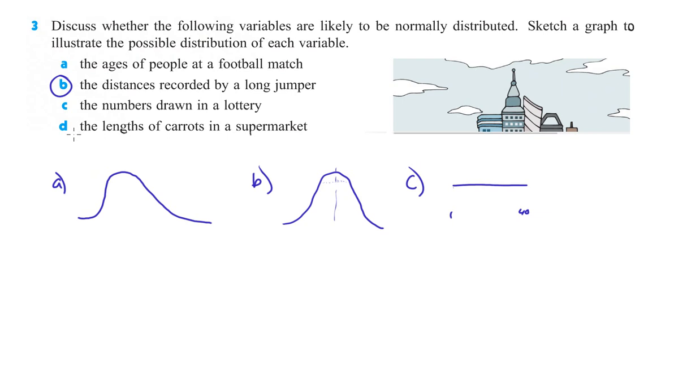And then the lengths of carrots in a supermarket, I would imagine that would probably be a little bit more like this one here. Oops, that would be D. There we go. So that should be more of a normal distribution, right? In fact, that would probably be a little bit more drawn out and a little bit more flat, because you're probably going to get some really long ones and some little ones depending. Okay, so the B and D probably are more normally distributed than the other ones.